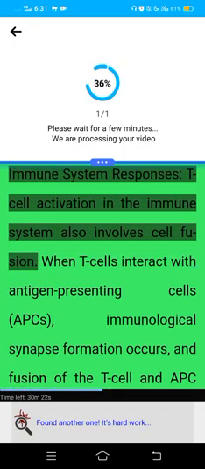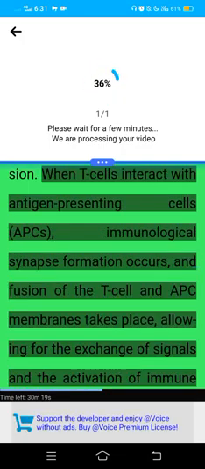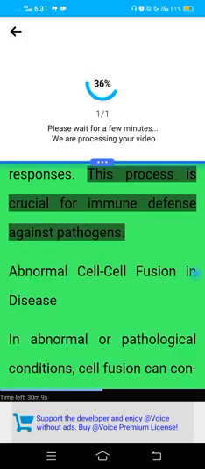Immune system responses. T-cell activation in the immune system also involves cell fusion. When T cells interact with antigen-presenting cells, APCs, immunological synapse formation occurs, and fusion of the T cell and APC membranes takes place, allowing for the exchange of signals and the activation of immune responses. This process is crucial for immune defense against pathogens.